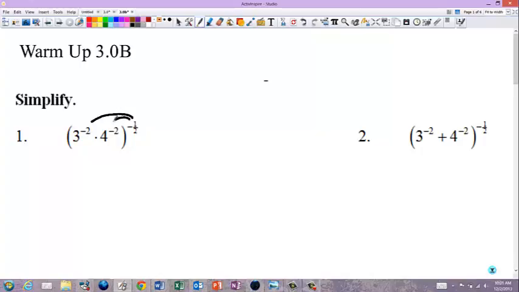Or you could distribute your negative 2 because it's a times sign. Your negative 1/2. Negative 2 times negative 1/2 is a positive 1. Negative 2 times negative 1/2 is a positive 1 again. 3 times 4 is 12. Yeah, I was going to make that very hard.